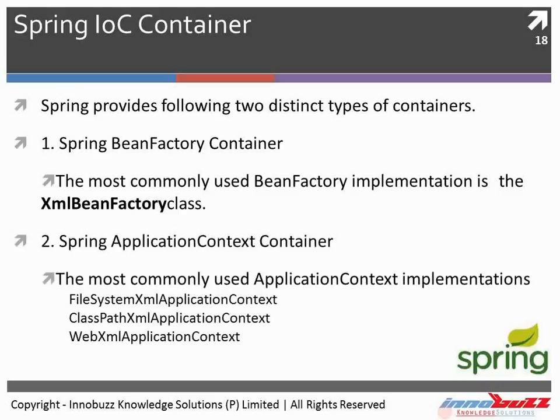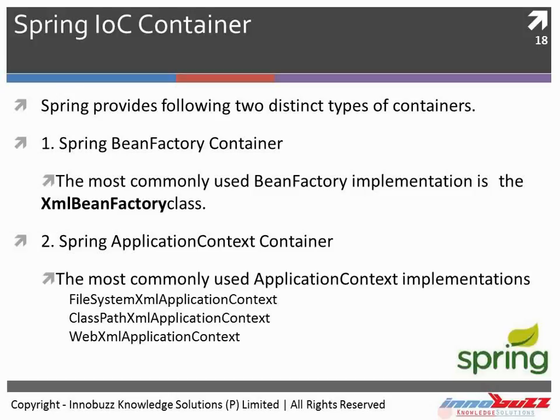This container adds more enterprise-specific functionality, such as the ability to resolve textual messages from properties files and the ability to publish application events to interested event listeners. This container is defined in the org.springframework.context.ApplicationContext interface. The application context container includes all functionality of the bean factory container as well. So it is generally recommended over bean factory. So you can therefore prefer using application context container.